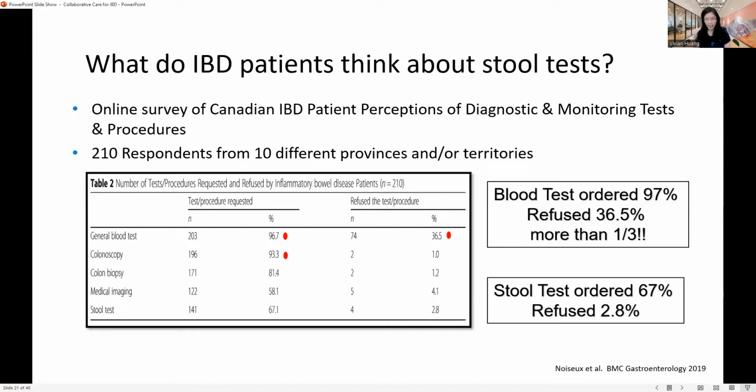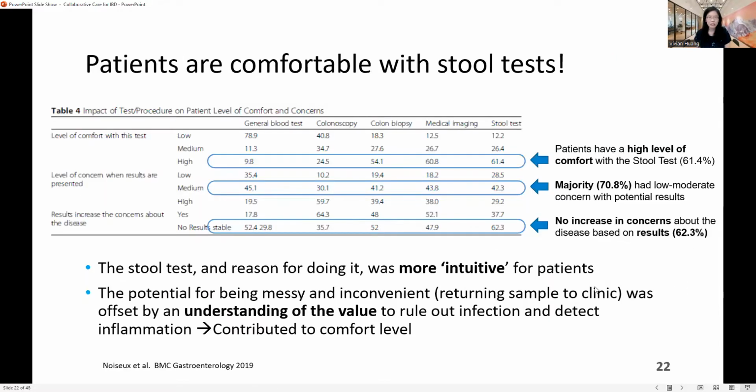There's a study from Canada where they surveyed 210 patients across 10 different provinces and territories. 36.5% of these patients said they refused the blood test that was ordered. 67% of respondents had a stool test ordered, and only 3% said they refused the stool test. So patients will do the stool test if they understand what it's for.